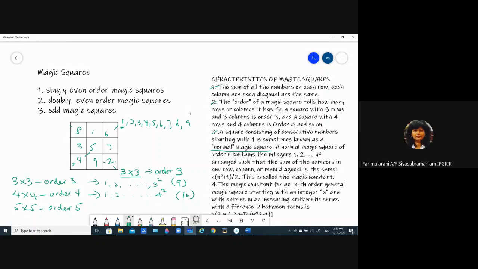So in a 5 by 5 magic square, order 5, if this is a normal magic square, then it will start with 1, okay? Up to 5 squared. So there will be 25 numbers if this is a normal magic square. But a magic square does not need to start with 1 all the time, okay? It can start with other numbers as well. Okay? So far, okay?